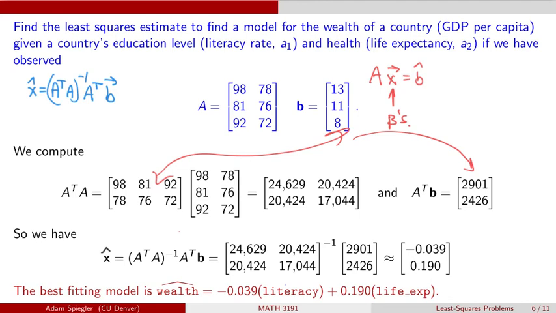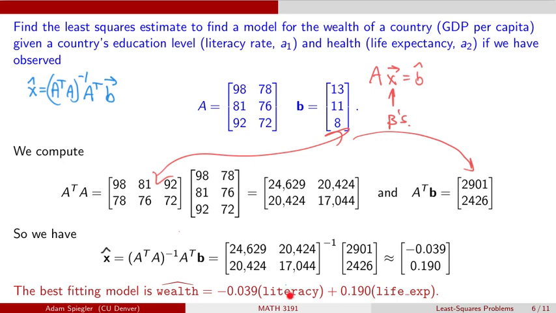And now we can kind of look at this model and think, does it make sense? And if it doesn't make sense, then maybe we should pick a different model. And one thing that looks a little strange about this model is if the literacy rate of a country goes up and we don't change their life expectancy, this negative sign here is telling me that the wealth of that country is going down. And that's a little bit counterintuitive.